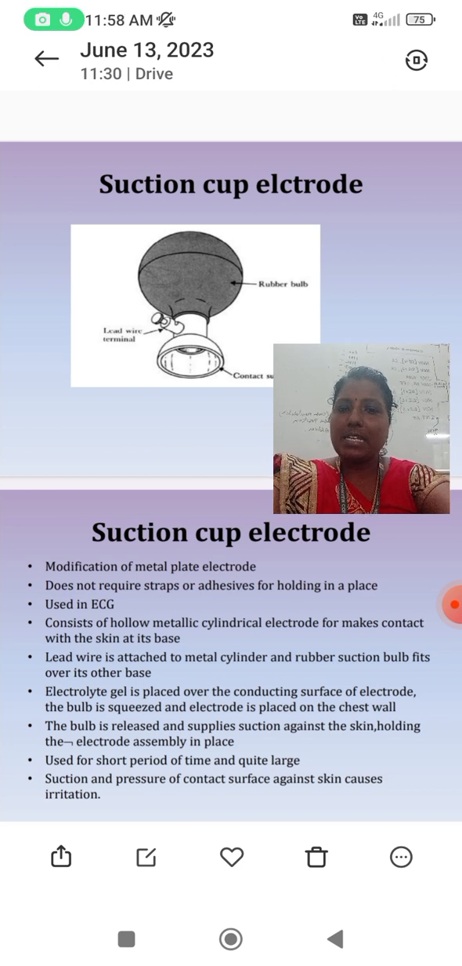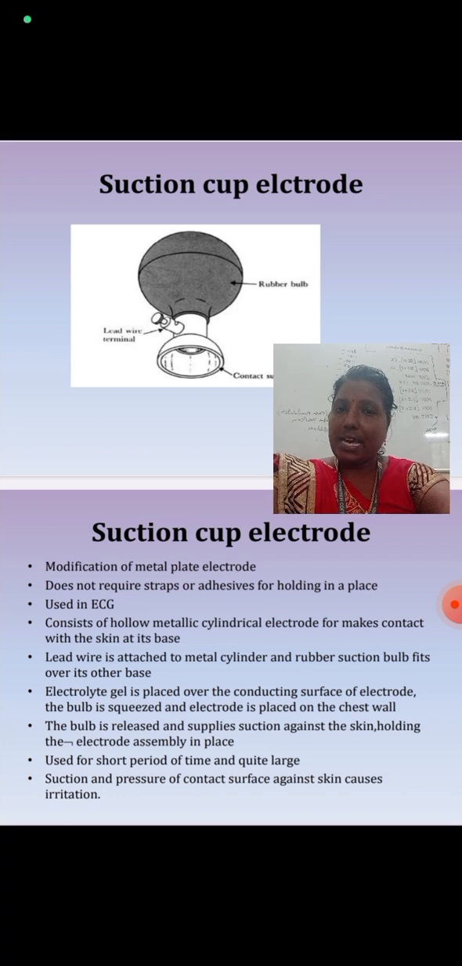That is, when the rubber bulb is squeezed, it is placed on the skin surface and then it is released. Now, the electrode is fixed on the skin surface. It doesn't move once it is fixed. And here it has a disadvantage that while fixing this electrode, it will cause irritation to the skin. And mainly it is used in ECG for chest examinations.